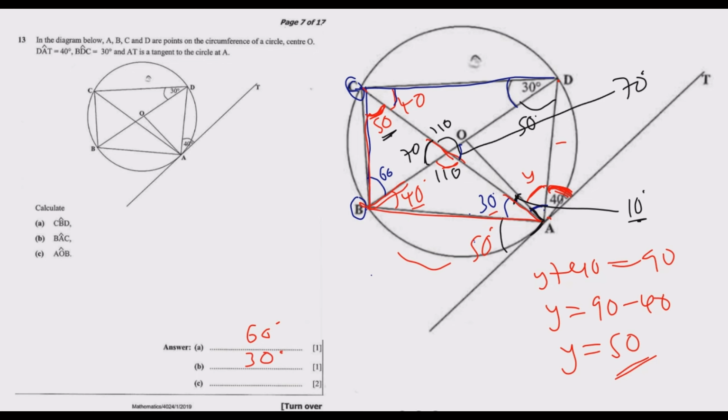Then lastly, angle AOB, so A, O, then B. It's this angle which is here. You find this is 10, then this angle is 70. So 10 plus 70 is 80. Then we take 80 from 180 and remain with 100. So that's angle AOB. It's 100 degrees.